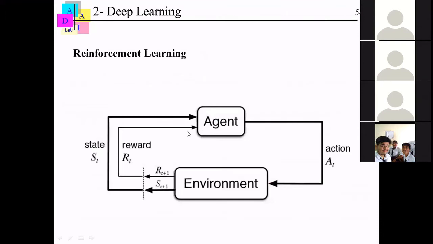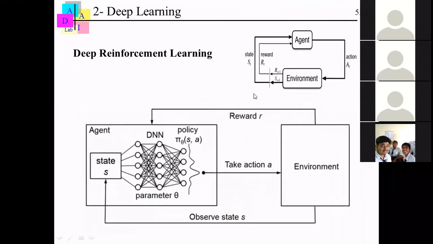And how about reinforcement learning? Deep reinforcement learning. First, we have to understand reinforcement learning. Reinforcement learning means that we have an agent, an environment, a reward and a state, and we can take an action here. What is deep reinforcement learning? Here is reinforcement learning, and here is deep reinforcement learning. It means that we apply a neural network for the reinforcement learning. You can see more detail in this picture.